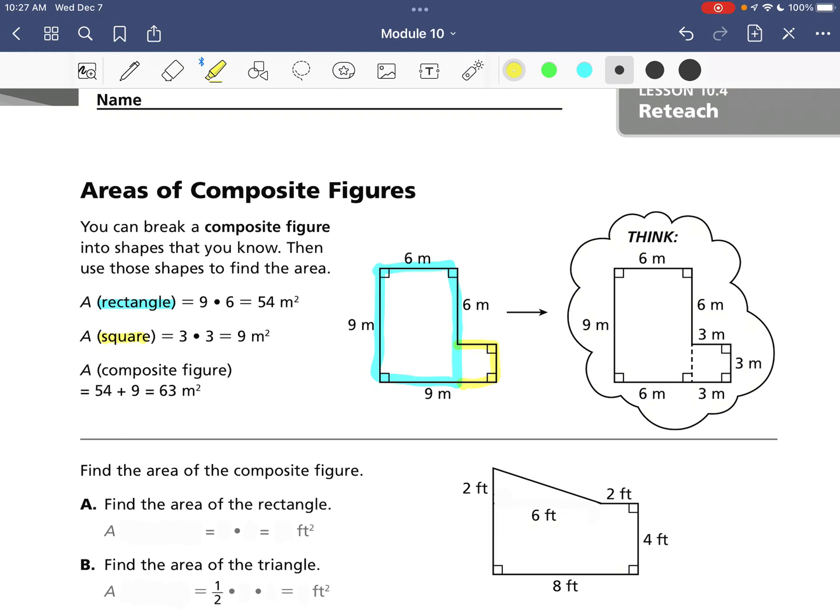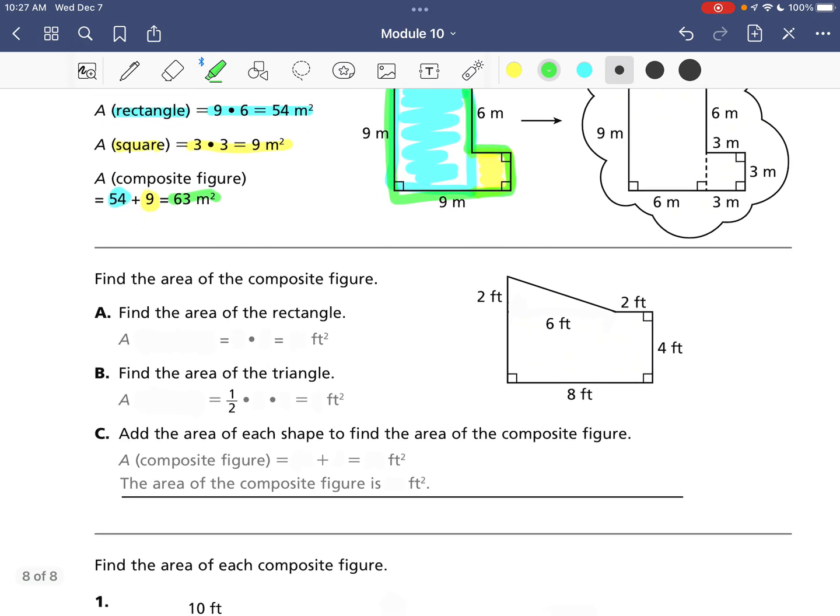So to find the area of a composite figure, you find the area of each shape. So that's what we did here, length times width, and length times width again. And then we add them together. So you take the rectangle's area plus the square's area, and that will get you your total amount for this whole little L shape here.